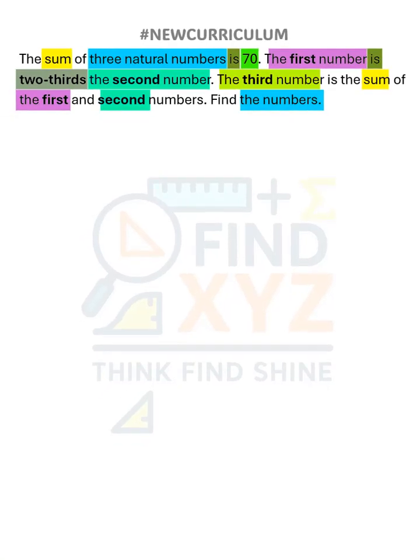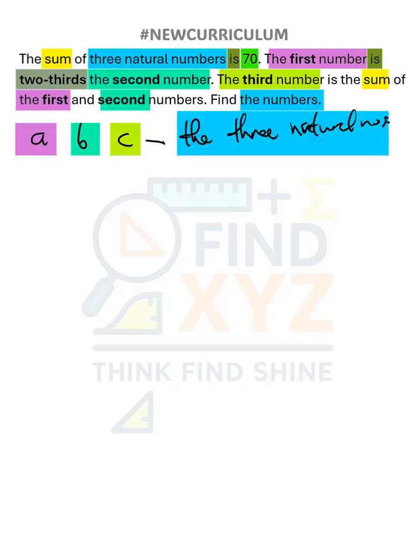Let's begin. Let's represent these three natural numbers. So I want to start by saying that the three natural numbers are A, B, and C. Now we are told that the sum. What is the meaning of sum? It means that let's put all these numbers together. So we can say A plus B plus C should give us 70.